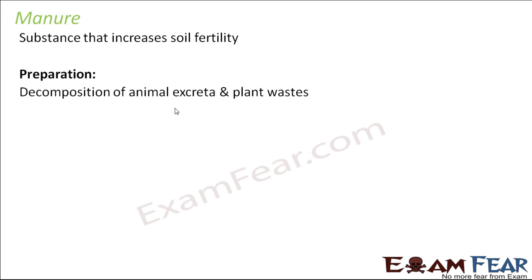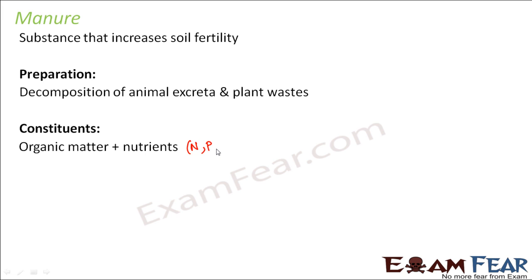So plants need them for their growth. So this is how manure is prepared. In manures, there is no involvement of any chemicals or any harmful substances. They are all natural and they are all good for the plant. It is made up of organic matter plus nutrients. Nutrients are nothing but the mineral elements, like nitrogen or phosphorus or potassium or calcium.